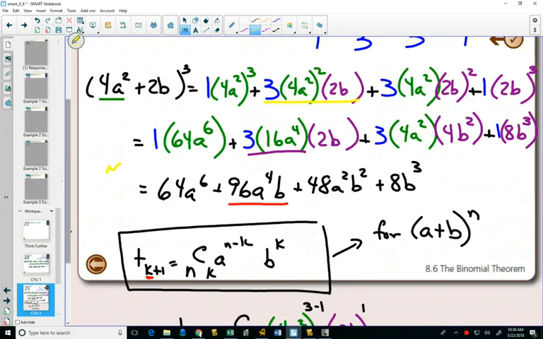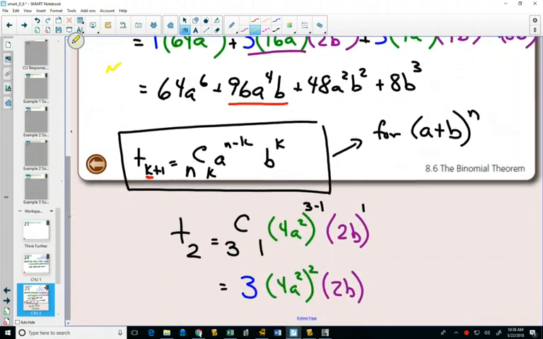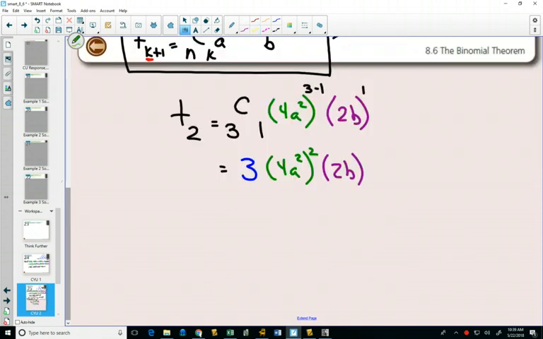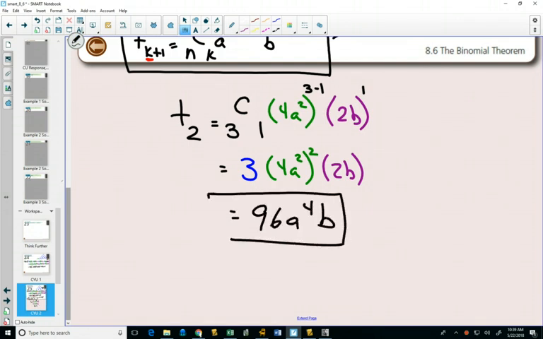So all the formula does is the n choose k part gives you your blue number in front. The second part, a to the n minus k, just tells you what exponent would go with that one if you're going to the second term, and what exponent would go with the last term. And so multiplying this out, you find term 2 perfectly.